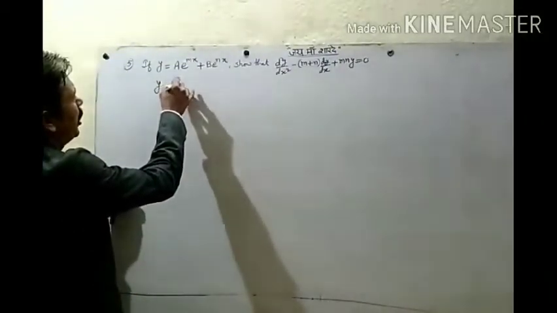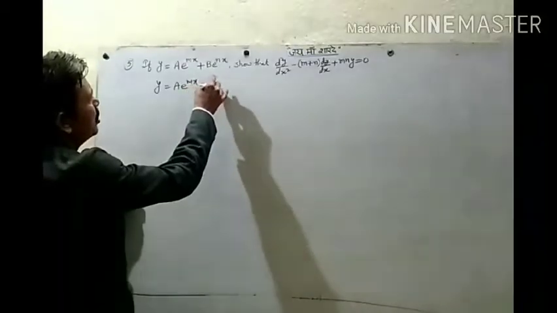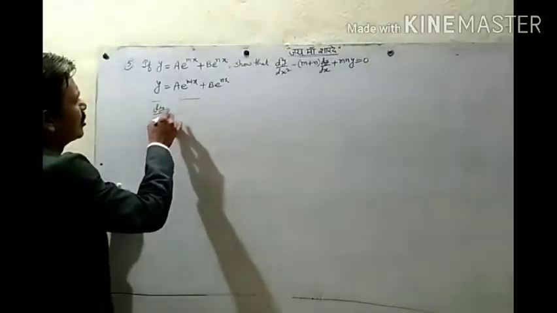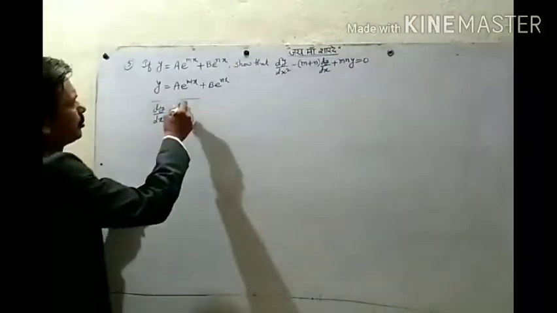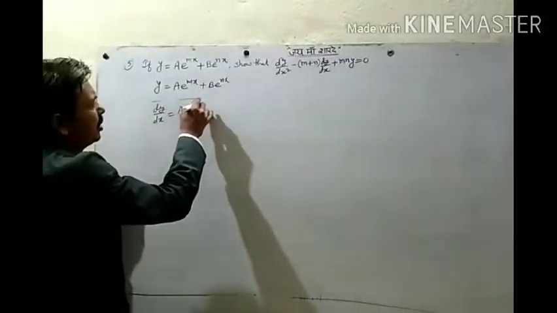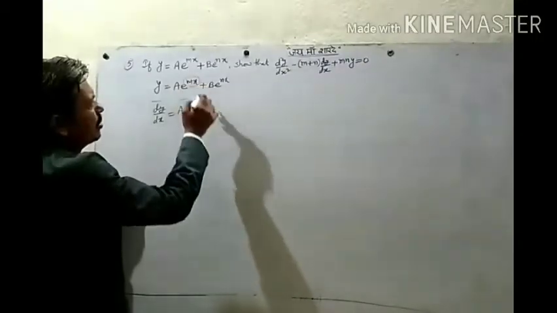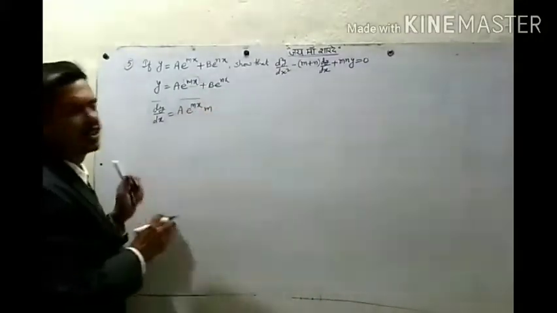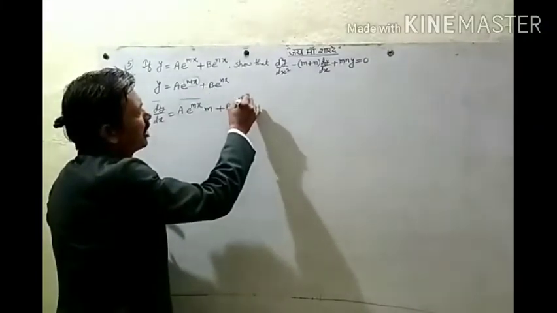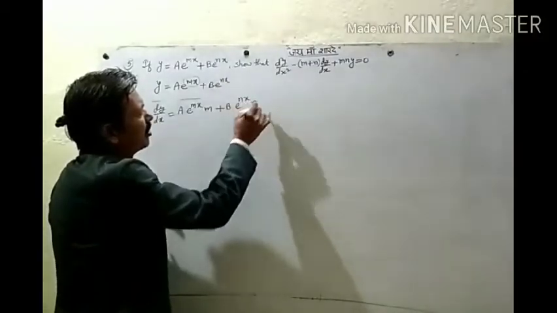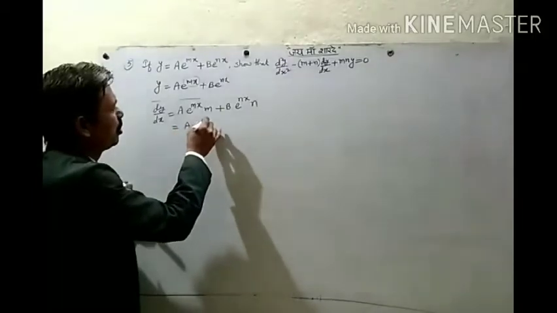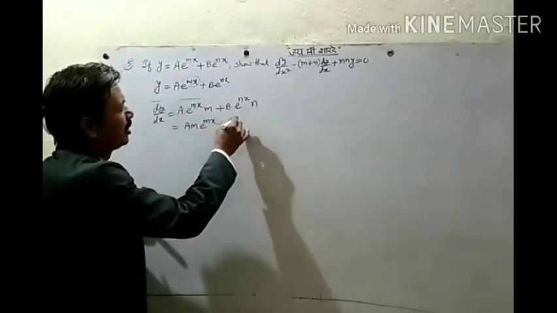If y equals a into e to the power mx plus b into e to the power nx, then differentiating once, we get dy by dx is equal to, a is constant as it is, derivative of e to the power mx will be e to the power mx, and again differentiating mx we get m. Plus b into e to the power nx, derivative will be e to the power nx, and differentiating nx again we get n. So this is your first derivative, am e to the power mx plus bn e to the power nx.